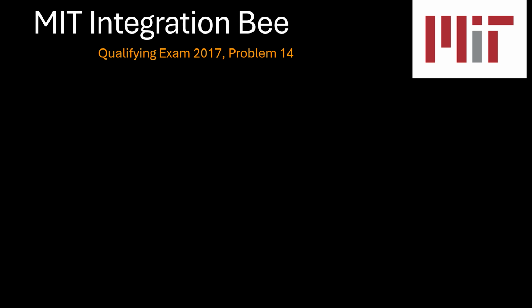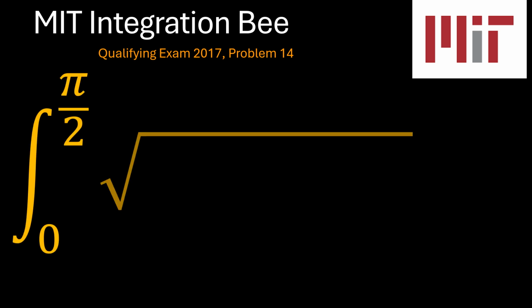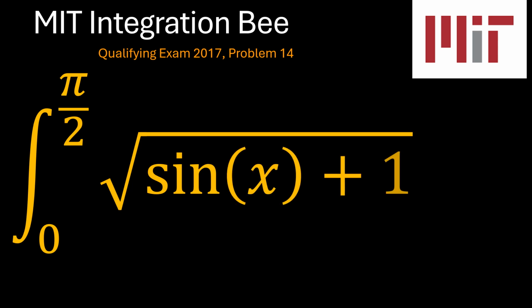So on to problem number 14 of the MIT Integration B qualifying exam 2017. The definite integral from x equals 0 to x equals pi over 2 of the square root of sine x plus 1. Now this is one of those problems where you may be quick to want to substitute for things, but it just requires knowledge of the phase difference between sine and cosine, and from there you can simplify the square root sign. So let's see how we may be able to solve it.